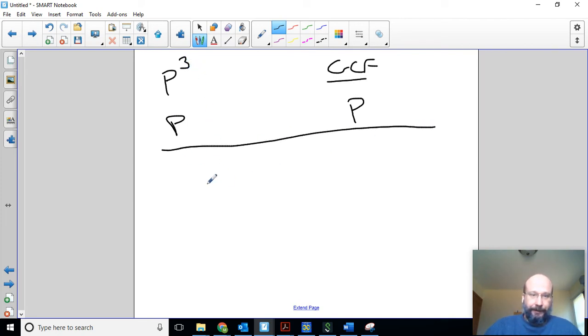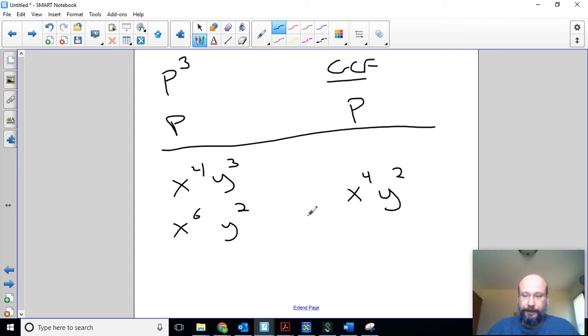Another example here. We have x to the 4th, y to the 3rd, and then we have x to the 6th, y to the 2nd. The GCF: they both have x and they both have y, so we take the smallest. So x to the 4th is smaller than x to the 6th, and y squared is smaller than y cubed. Again, pretty simple. It just has to be in both, and you're taking the smallest one.